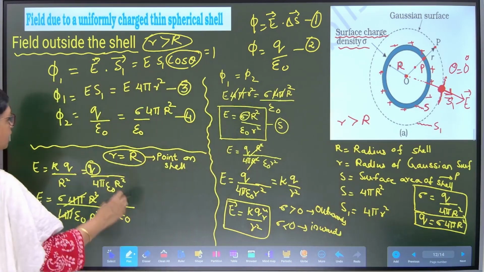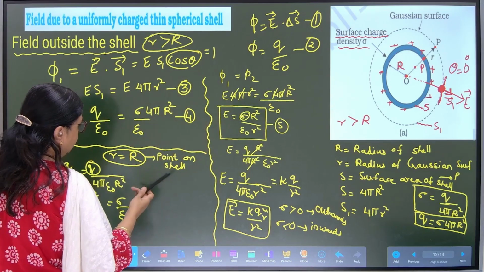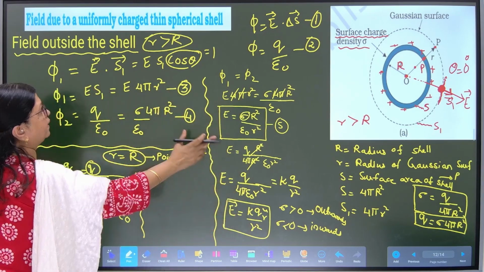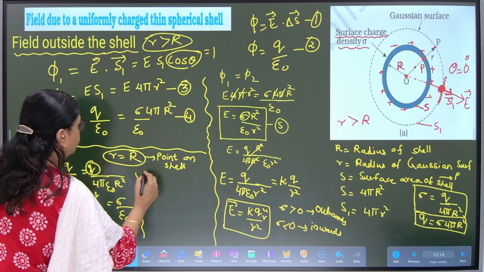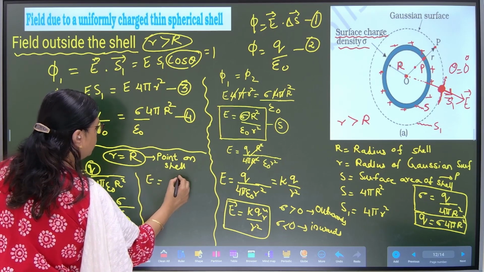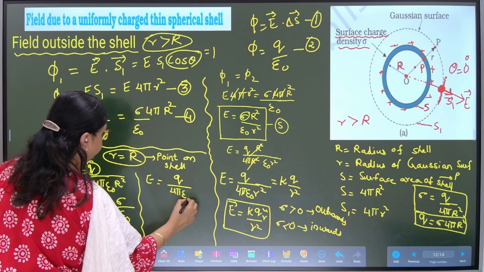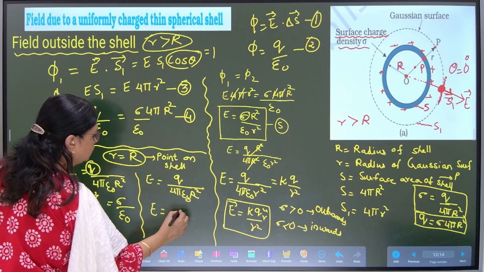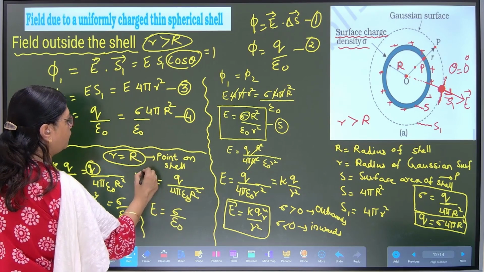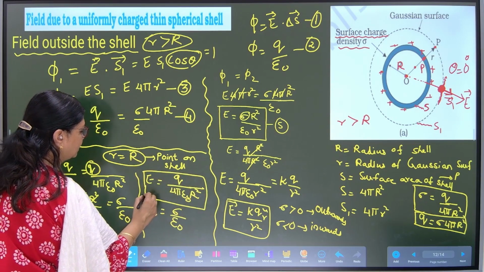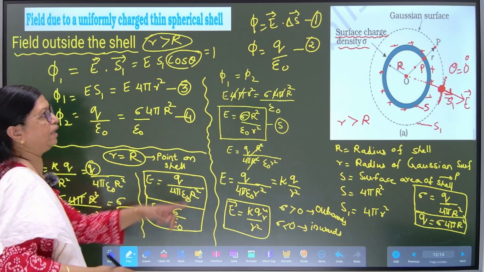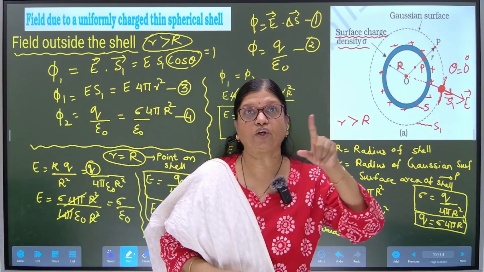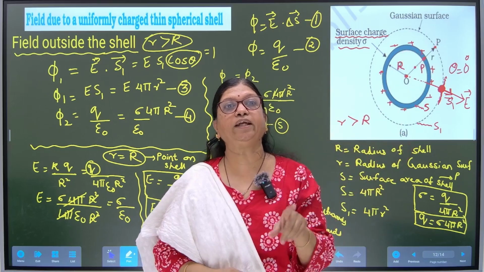So these are the formulas. I rewrite them separately so that for the particular variation you remember the formula. These are the formulas for the electric field when r is greater than R. What do we write here? E is equal to Q upon 4 pi epsilon naught r square for r equal to R, or E is equal to sigma upon epsilon naught also for r equal to R, such that the point which we are considering is on the shell. So we have completed two sections. One is for a point outside the shell. Second one, point on the shell.